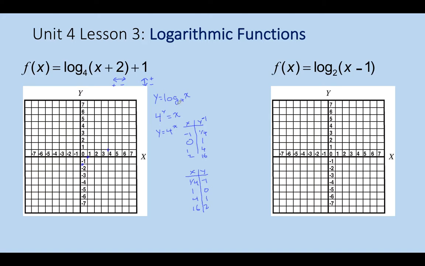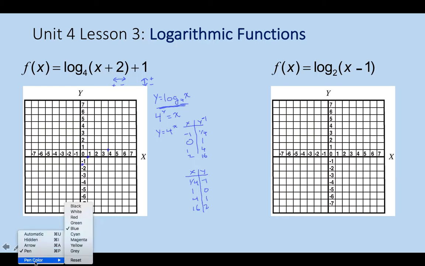Okay, now these are the graph of this. If I want to get the original one, I got to shift all these points, 2 to the left and 1 up. So I'll switch colors here. And so I take this point, 2 to the left, 1 up. I take this one, 2 to the left, 1 up. I take this one, 2 to the left, 1 up. And now I can go ahead and graph this function.